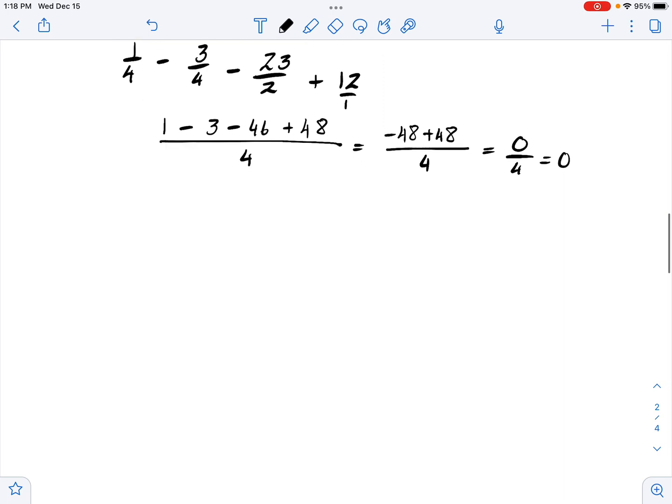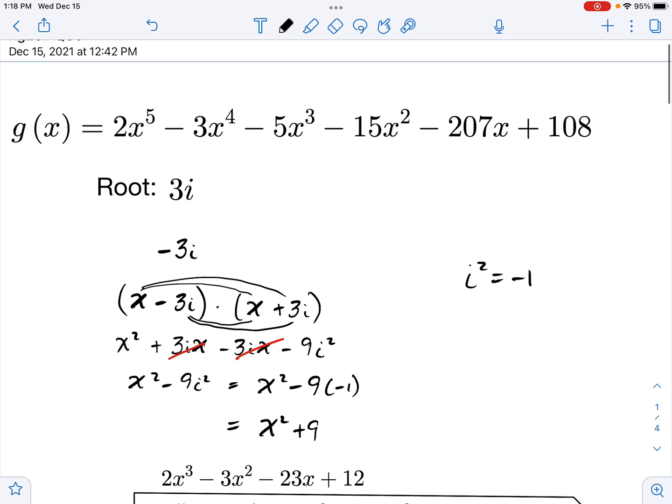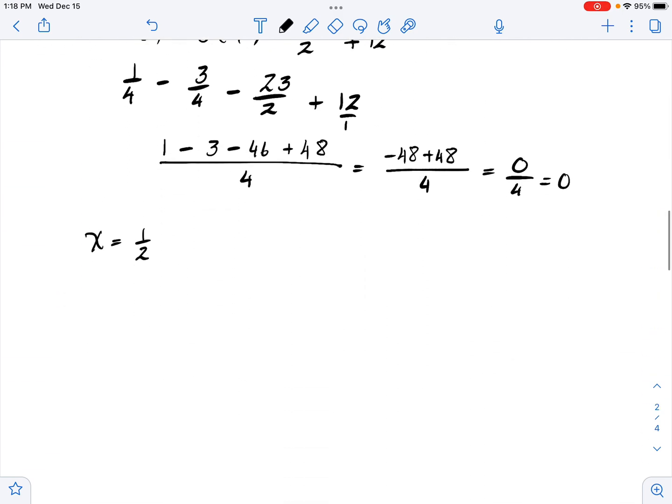X equals 1/2 is indeed another one of my zeros. So I now have a third zero. I have the zero that I was given at the beginning, that was 3i. I have used the conjugate root theorem to find minus 3i. And now I have used the rational roots theorem to find another zero. That is x equals 1/2.